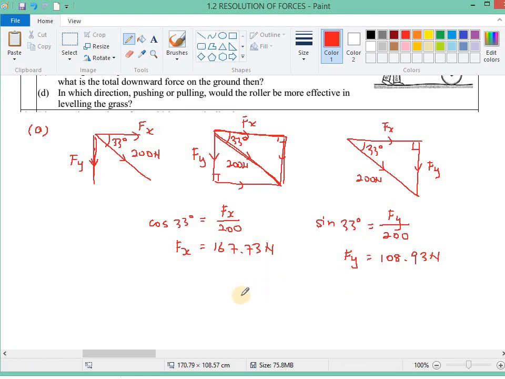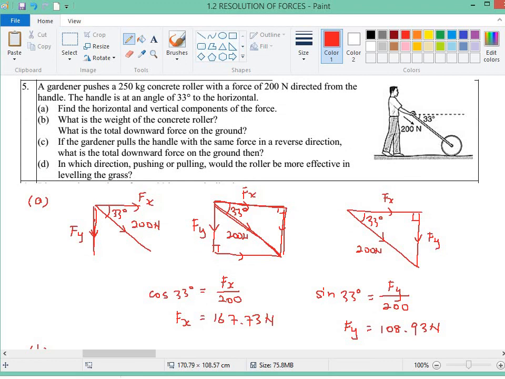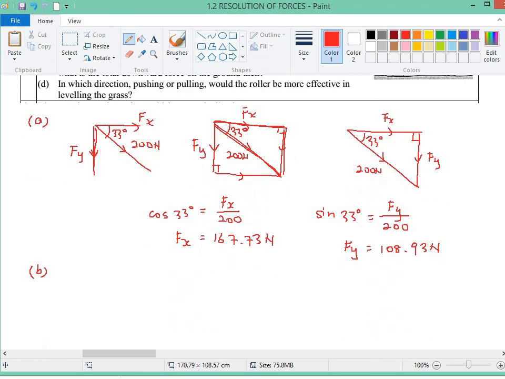108.93 Newton. So this is the horizontal component and the vertical component. Almost everybody can get. Okay, so next, Part B. What they want is what is the weight of the concrete roller.